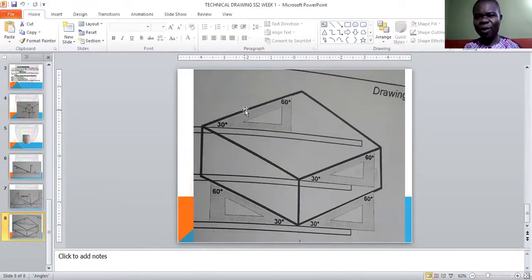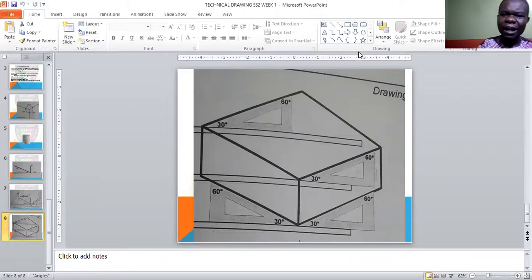These are the steps. But remember, the types of axes that were shown to you, or the positions, could be regular, that is, you start from here to draw. It could be a reverse, that means you start from here to draw. It could be a long axis. So whichever one you want to do, you determine whatever method you want to use to produce your block in isometric.